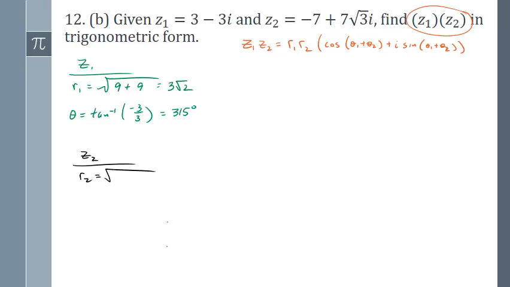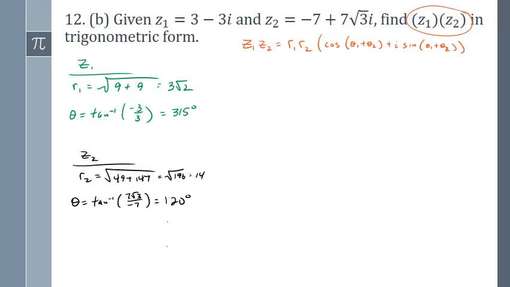And then z2 is r2 equal to the square root of 49 plus 49 times 3 when we square 7 rad 3, which is 147, which gives me the square root of 196, which is 14. And then that theta is the inverse tangent of 7 rad 3 over negative 7. Make sure we're in the correct quadrant when we get our answer from the calculator, and we get 120 degrees.